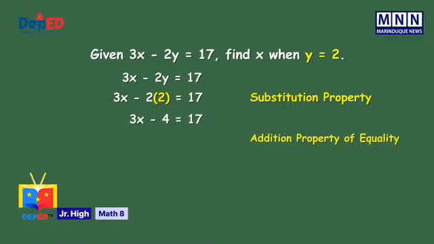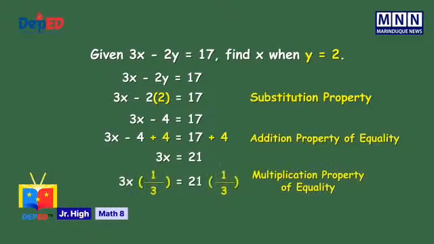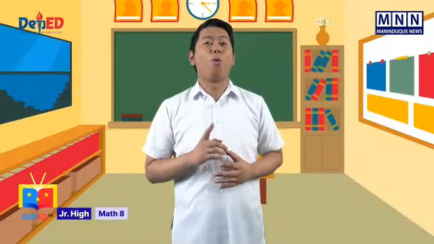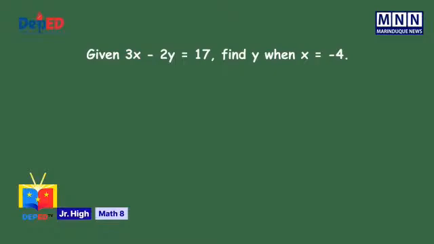Isolate 3x by APE or the addition property of equality by adding 4 on both sides. 3x minus 4 plus 4 equals 17 plus 4. This gives us 3x equals 21. Since we only need the value of x, we multiply 1/3 to both sides of the equation and we will have x equals 7. Therefore, the value of x is 7 when y is 2. Now, what if we use the same equation, 3x minus 2y equals 17, but we need to find the value of y when x is -4?